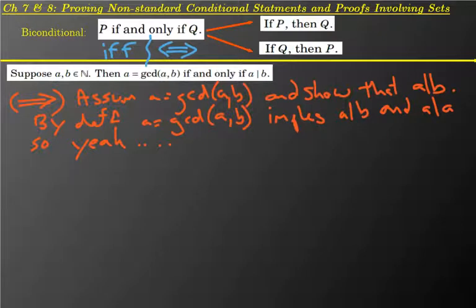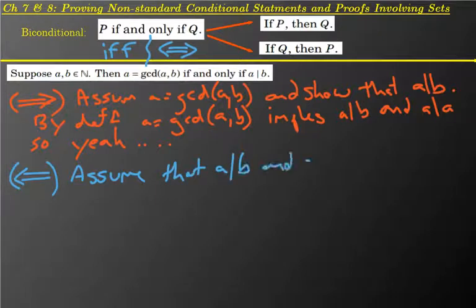So then, again, the not professional thing to do, but I'm going to start a new paragraph with an arrow going back, and I'm going to start off my paragraph saying, I'm going to now assume that A divides B and show that A equals the GCD of A and B, right? And really, this one's not so bad either.